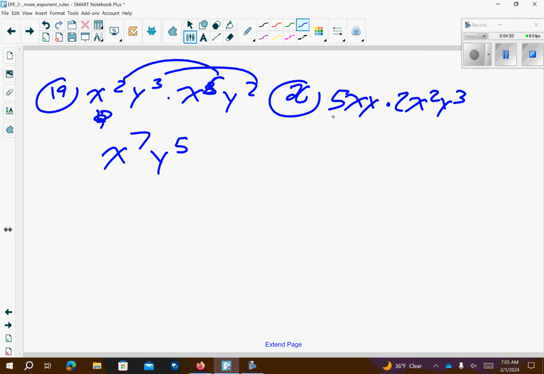Okay, let's go to page 5 of our notebook. We have some more exponent rules that we're going to talk about.